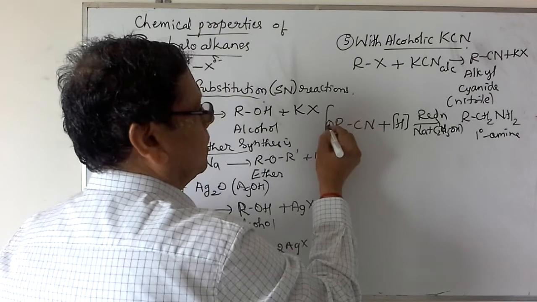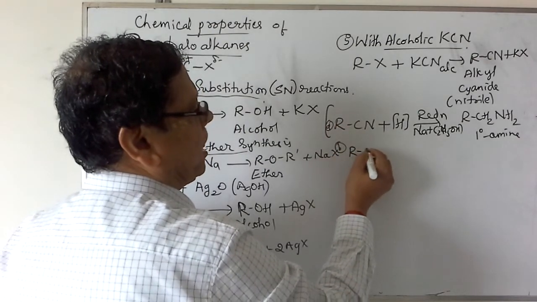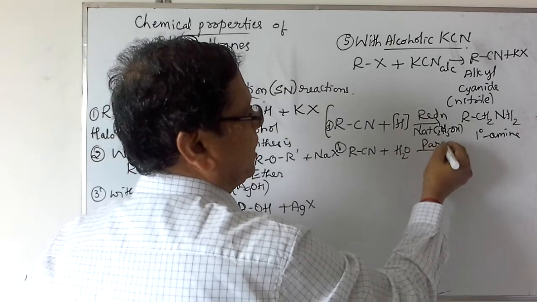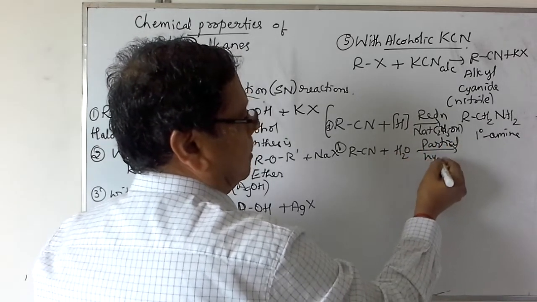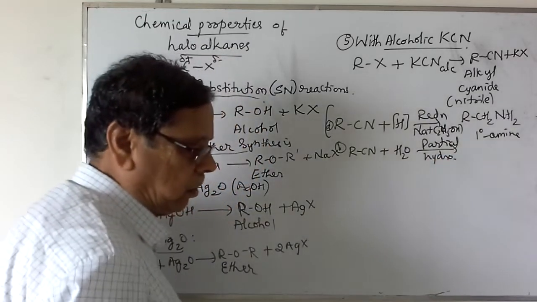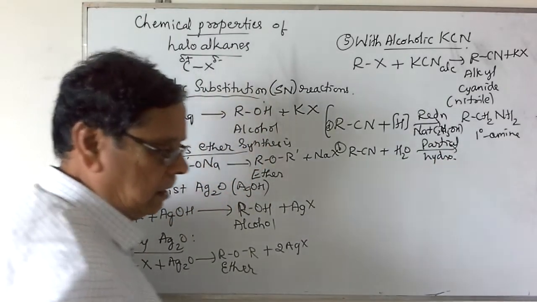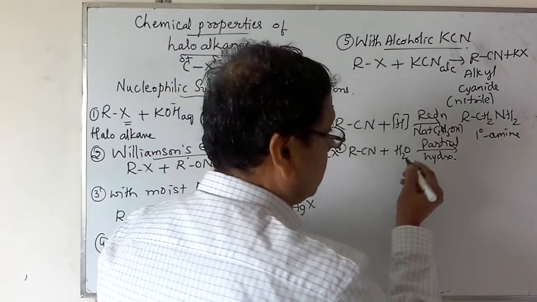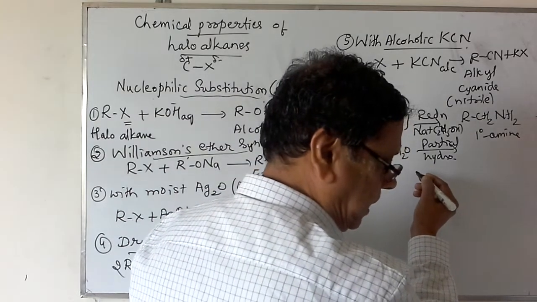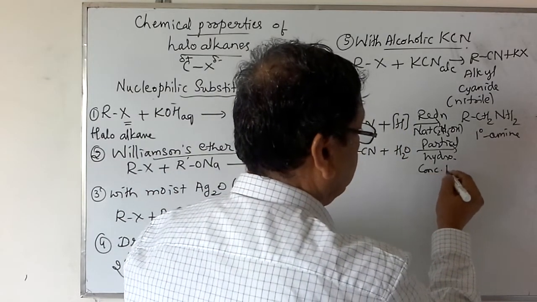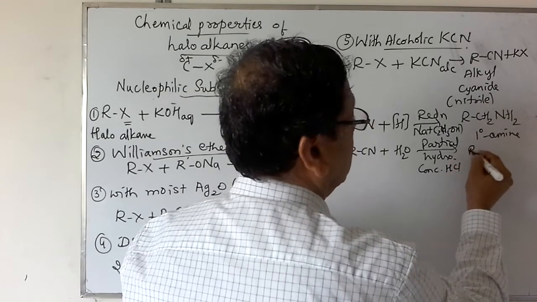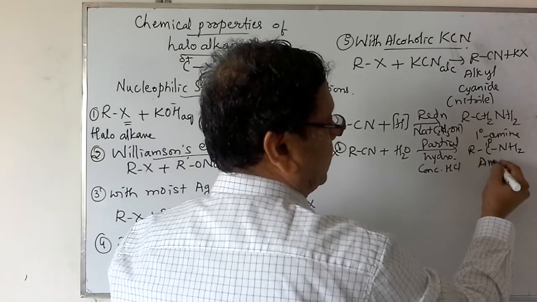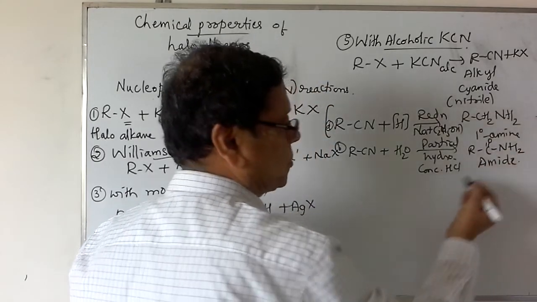When you take partial hydrolysis, which can be carried out by using concentrated HCl, we get RCONH2, this is an amide. An acid amide is produced.